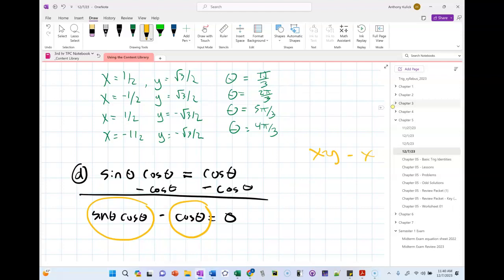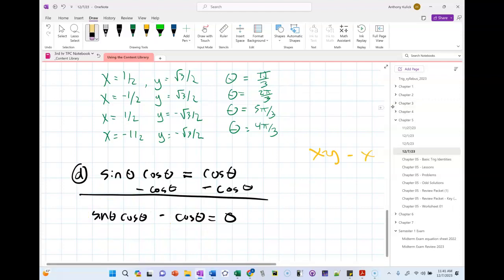Do you know what I mean when I say polynomial or quadratic? It starts with the letter F. That's what I'm looking to do here. How can I factor? How can you factor sine theta cosine theta minus cosine theta? How could I factor xy minus x? Great. So there you go. Okay, when I do that, what's left after I factor the cosine theta out?